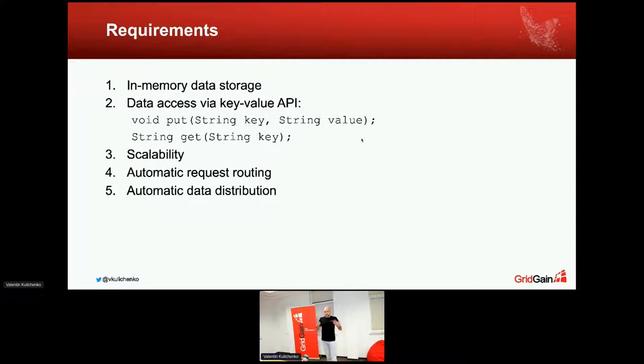They should just use the public API methods, the put method and the get method, and the system should automatically, first of all, route requests, so that we distribute those requests across multiple nodes. And it should do this automatically and consistently. It also should be responsible for data distribution as well, and this, of course, also has to happen automatically. The user doesn't have to worry about this. All right, so let's start.